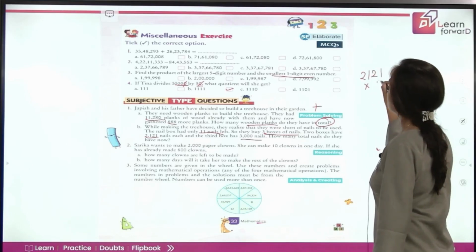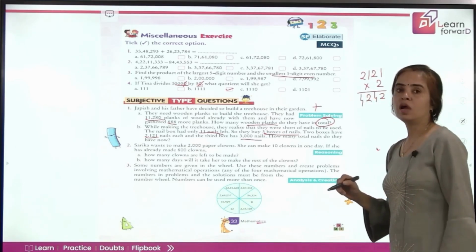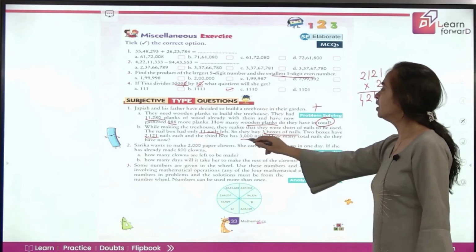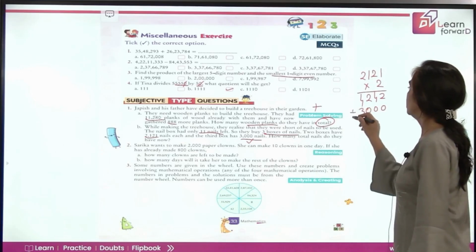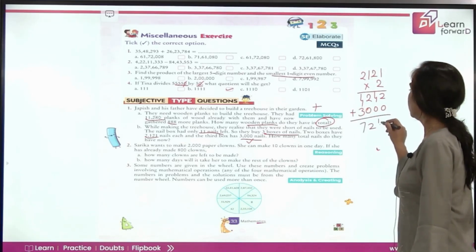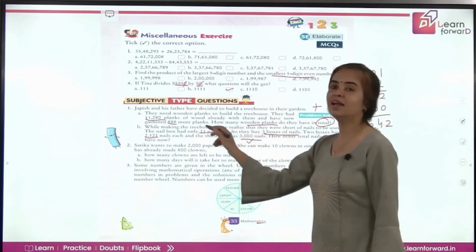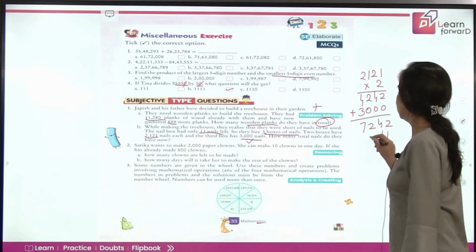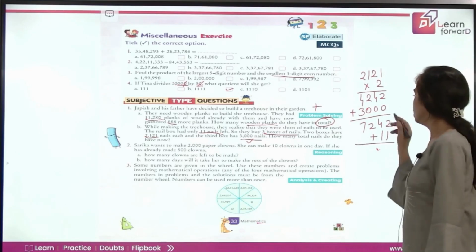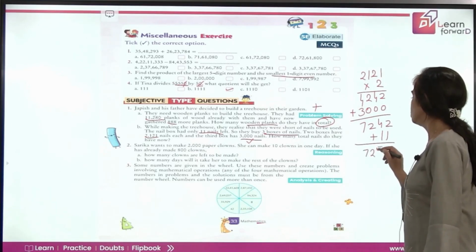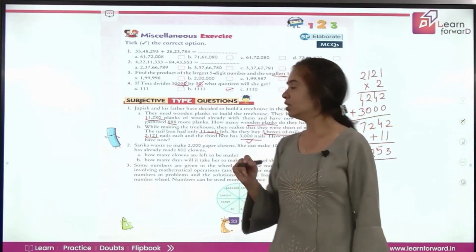2,121 times 2. Yes, good. That is 4,242. How many were there in the third box? There were 3,000 nails in the third box. So add this number. You get 7,242. And there were some nails with them before they bought also. How many were there? 11 nails. So add this number also. That means what is the total number of nails they have now? You'll just add them, you get 7,253. This is the total number of nails. Let's read the next question.